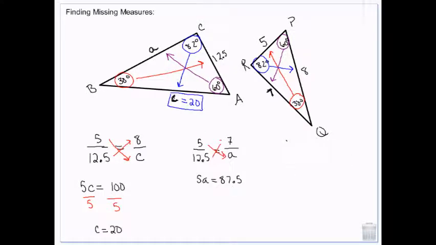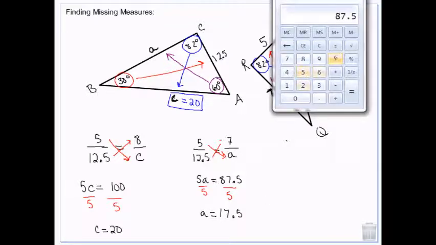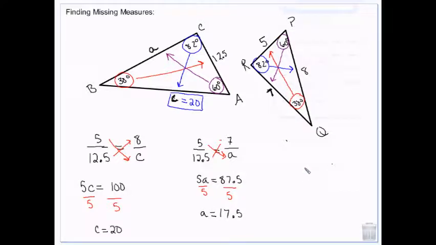Okay, so once I do the 12.5 times 7, I'm going to divide both sides by 5. And a is going to be... No, 17 point... That's not right. Oh, it is right. Okay. 17.5. No, we're finding the missing values, so it is equal. We're just looking for missing values. So our missing values were A and C. And so now we found them and we're done.